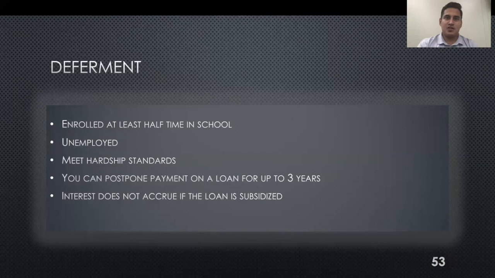Now, if you come across trouble in your life, there's an option to defer your payments. Here are some reasons you become eligible. One, you're still in school, you're unemployed, or you meet hardship standards. You need to remember that you can only postpone payments on a loan for up to 3 years. Interest does not accrue if the loan is subsidized, but it does if it's unsubsidized.